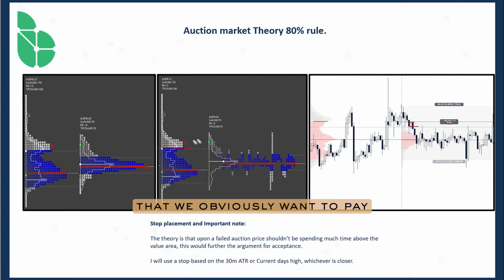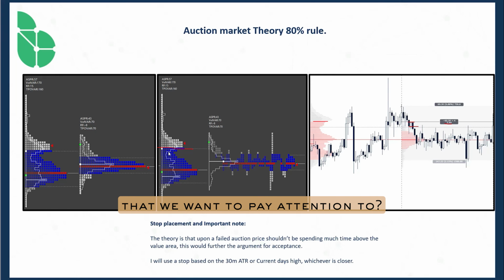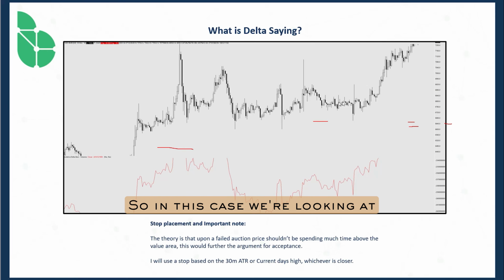And then there are signs that we obviously want to pay attention to. What are some of the signs that we want to pay attention to? Well, obviously delta is going to be one of them. In this case, this is the setup right here. These are those two 30-minute bars, just looking at these in isolation. So what do you see already?